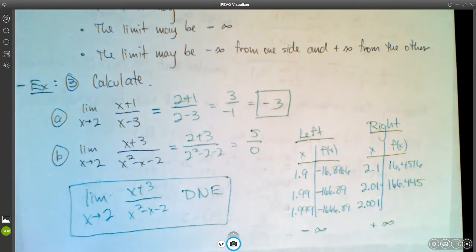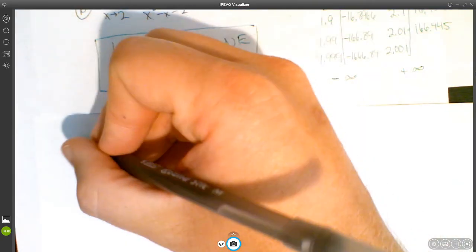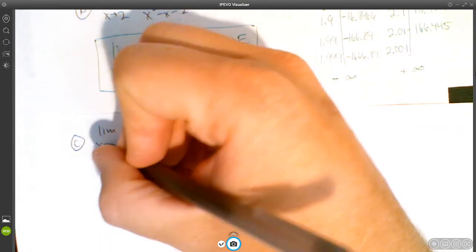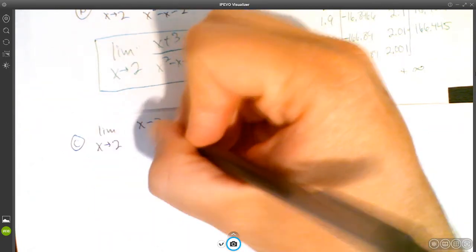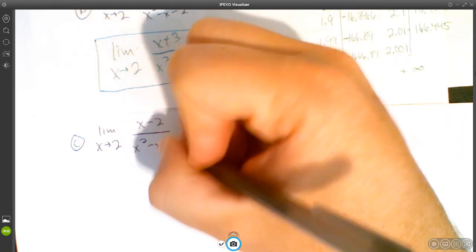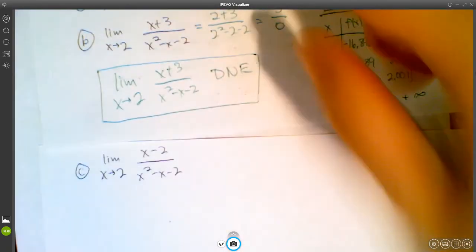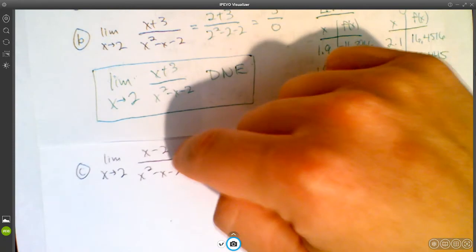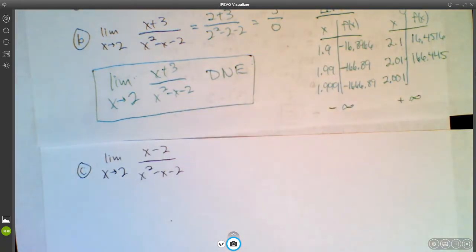Okay, let me show you another one. Very similar to the previous example, part C. Let's do the limit as x approaches 2 of x minus 2 over x squared minus x minus 2. So that should be pretty familiar. Compared to part B, the only thing that changed is the numerator. I changed it from x plus 3 to x minus 2.